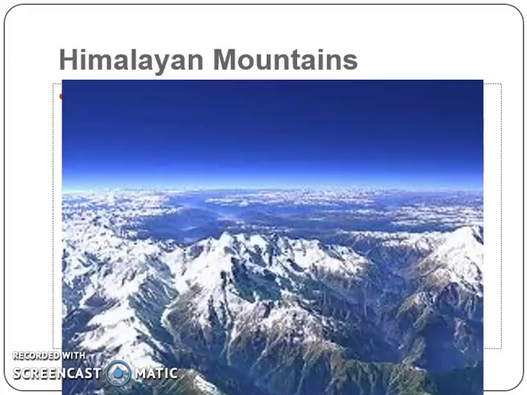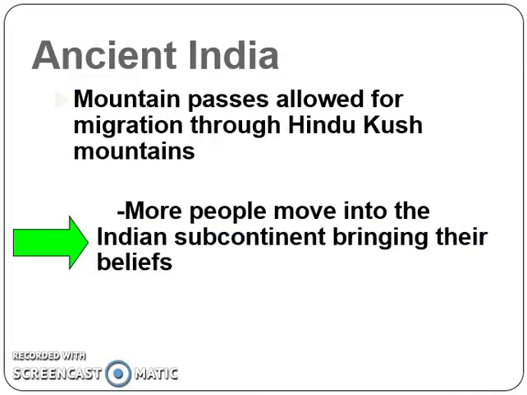Here's an image of the Himalayan mountains. They're very, very tall, and it's rough terrain. It's not something that would be easy to cross to get into India. And so this did help provide a lot of protection for civilizations that emerged in India. There were mountain passes, however, that allowed individuals to get into India, including what is known as the Khyber Pass through the Hindu Kush Mountains.